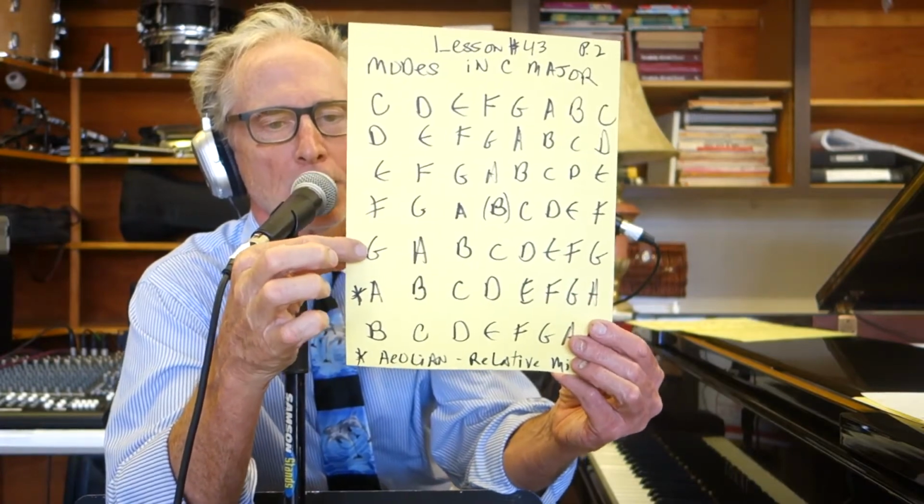All right, moving on. No, let's play it. Here we go. We're back to F Lydian. Okay, let's say the notes. F, G, A, B, C, D, E, F.